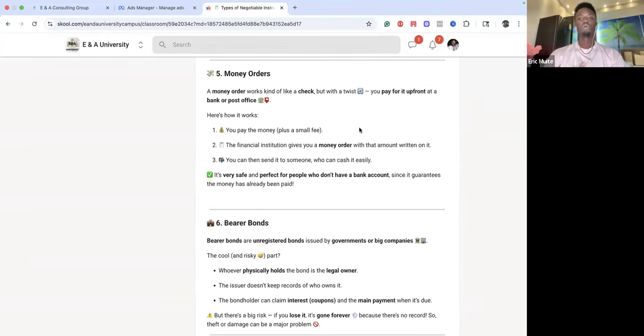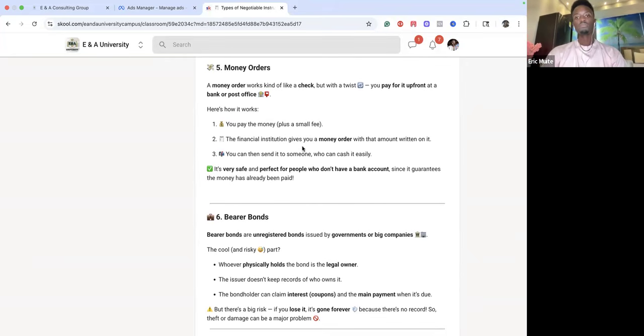Then you have money orders, which work like checks, but you pay up front. So you're basically loading the money up front. Then you'll receive a money order in exchange. They give you the money order with the written amount on it based on what you paid. And you can send it to someone who can easily cash it, right? And it's very safe and it's perfect for people who don't have a bank account, since it guarantees that the money has already been paid, right? So the money order is just like a secure check.